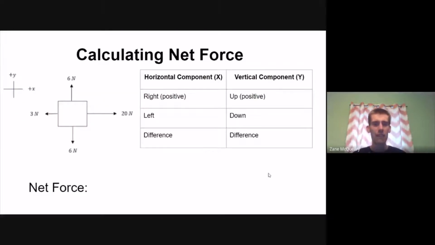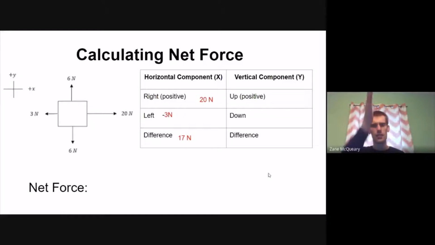When we take this and expand it to two dimensions, we're going to do the same thing we just did, but we're going to work on these components separately. So let's look at the horizontal component. Horizontal means X. 20 newtons is to the right. That's positive. To the left, it's 3 newtons, and we have a negative in front of there. Remember, if you go left or down, that's negative. So when we add them together, it's 17. So 17 is left over. That is the net force in the X direction.